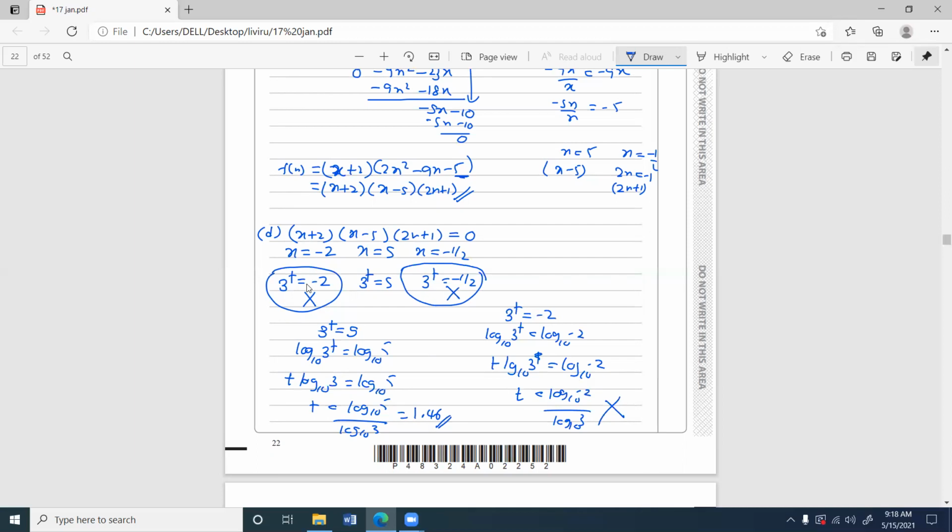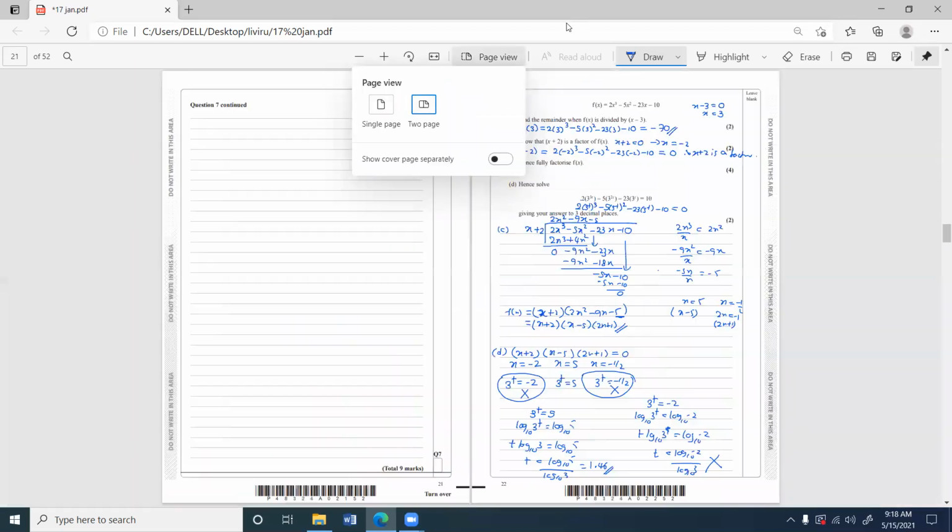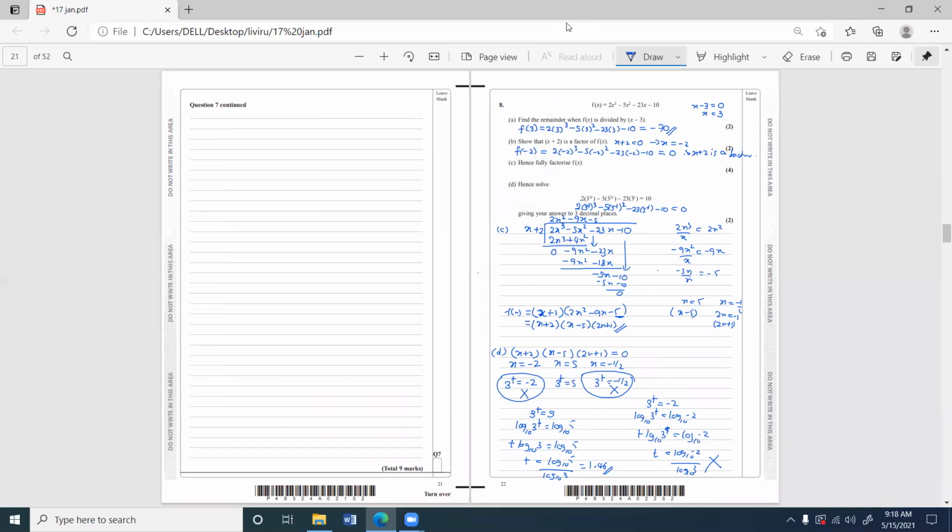Right? Okay. I'll just change the page view like this, then you can see it clearly. Yeah, this is the solution for that.